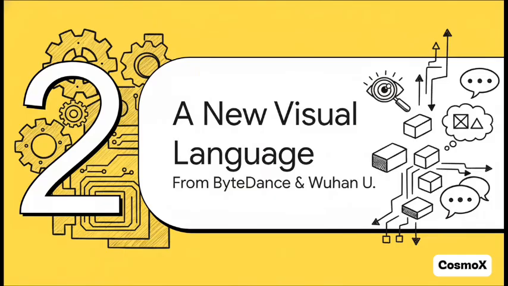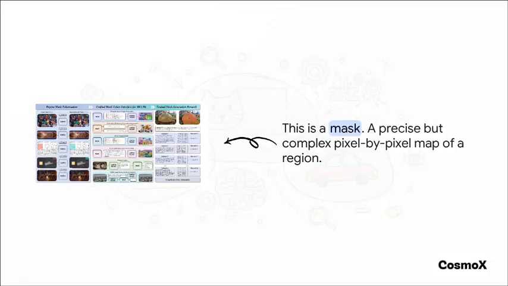So, how did this team from ByteDance and Wuhan University actually pull this off? Well, they didn't just try to fix the old, clunky machine. They threw it out and built something totally new. You could say they taught the AI a brand new language for seeing. Okay, so here's a key idea you gotta get. For an AI, a specific part of an image is called a mask. You can see one here. It's basically a super precise map that says these exact pixels belong to the person and these don't. It's incredibly detailed, but it's also a ton of complex data for an AI to process.